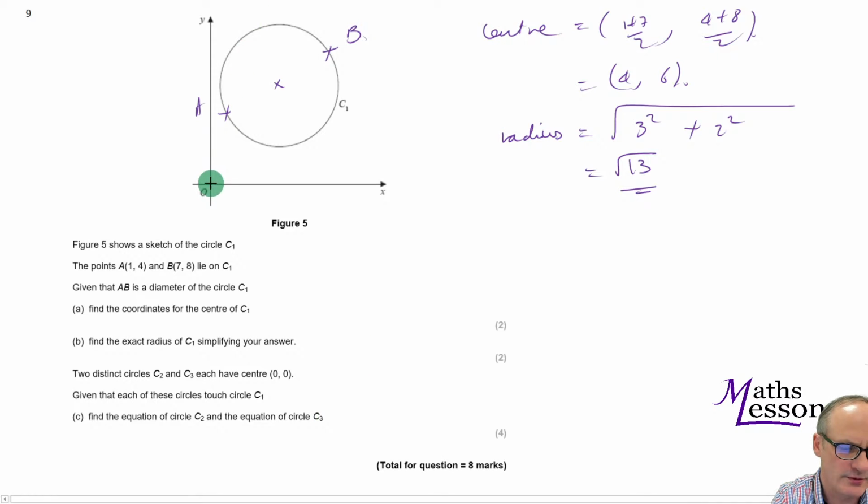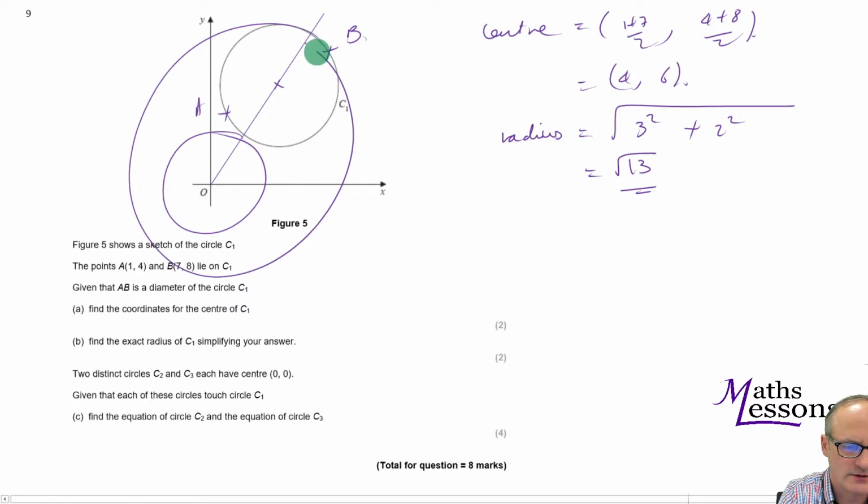So what must happen is that, for these circles to just touch at this point, they must actually be in this position here. So they must go along this diameter here. So we need to first of all find this point here, and then we can find this point here. Now we can find the distance OC, which is going to be root 13.